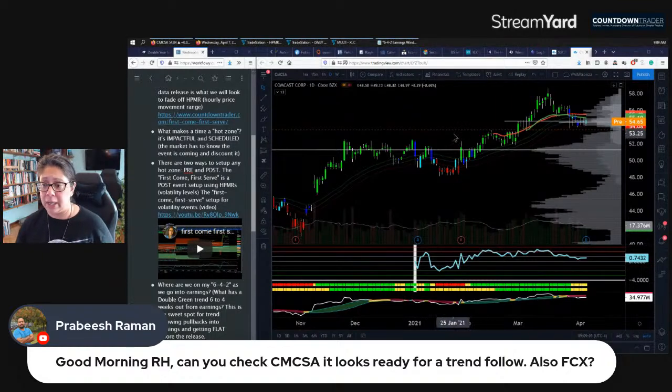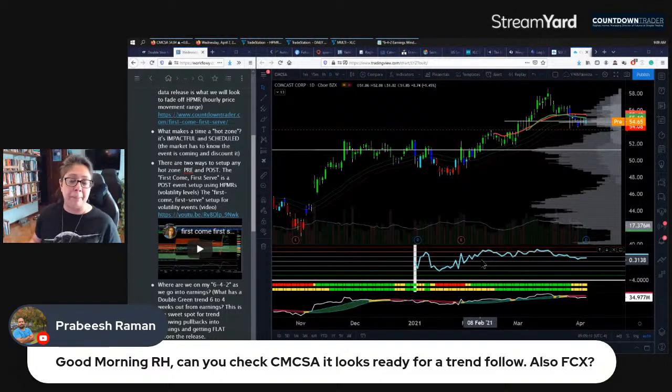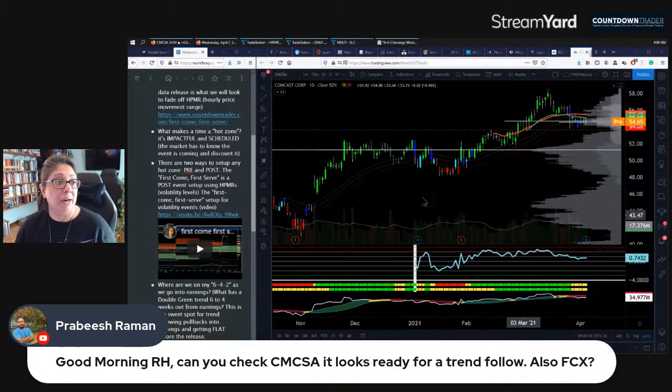Now, this orange line is indicating where I would like to be long, but I also think we could probably ratchet that up a little bit. So Comcast is definitely one that we're going to keep our eye on. And again, we love it because it's part of that XLC narrative. And that's been really the best part of the entire tech.